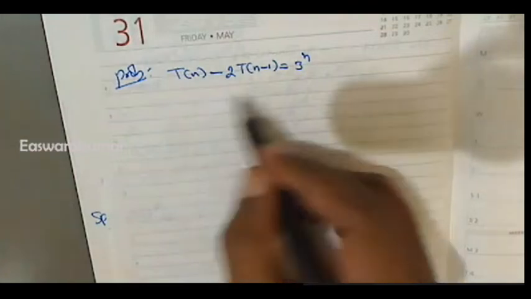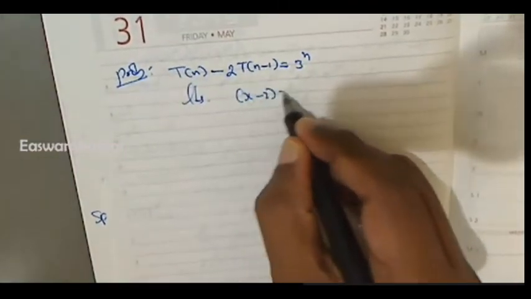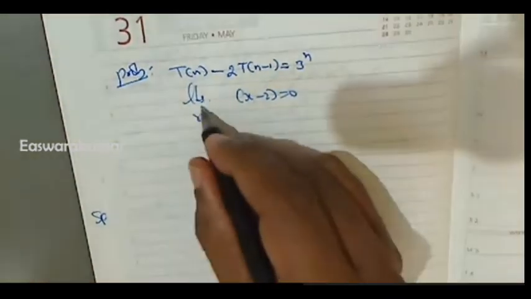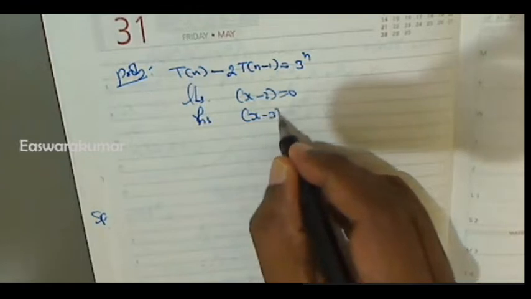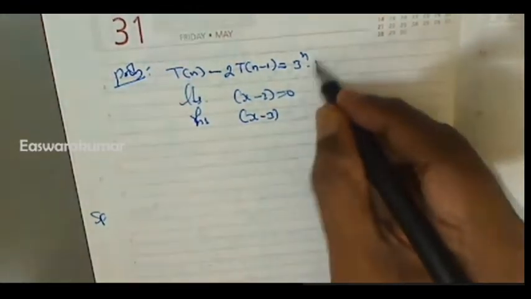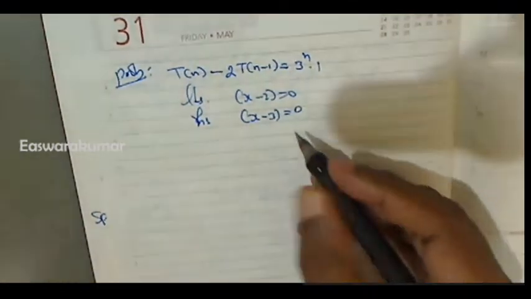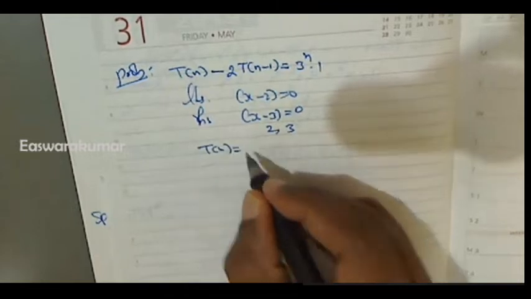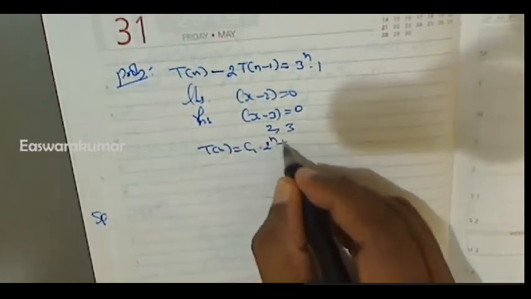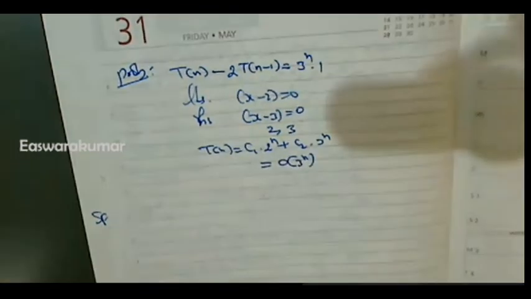So set the homogeneous one corresponding to the left hand side. So left hand side, what you get? x minus 2 equal to 0. And right hand side, what you get? Here the constant is 3, right? So you will get x minus 3 to the power 1 actually. The polynomial is a constant polynomial. So (x minus 3) power 1 is equal to 0. So roots are 2 and 3. Therefore, what you get? T of n is equal to C1 2 power n plus C2 3 power n. So that is equal to order of 3 power n. So that's all.